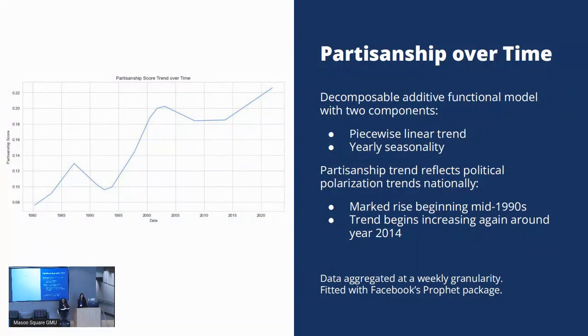We also looked at how partisanship score varies over the years. Given our unique definition of partisanship, this essentially investigates how susceptible decisions are to changes in political climate over time. We aggregated partisanship data by week and used Facebook Prophet to decompose into seasonal and trend components. As you can see on the left, partisanship has a clear rise starting in the 90s, reaching a local peak around 2003, before rising again starting into 2014.